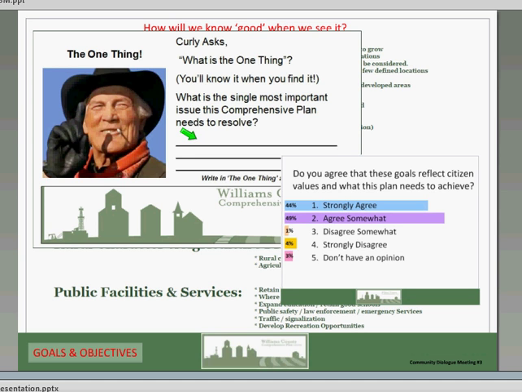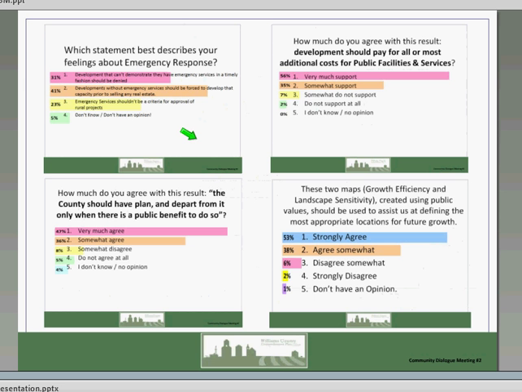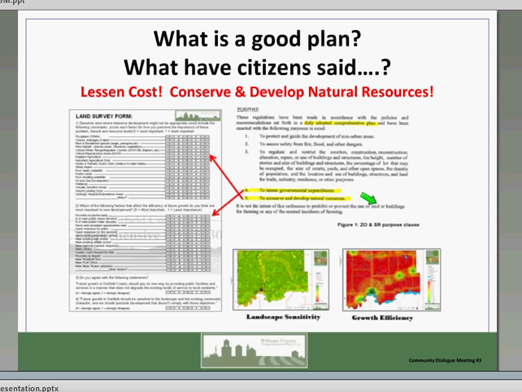And they enjoyed huge levels of support throughout the 3-meeting process that we were involved in. They strongly agreed that they were appropriate, as well as emergency response becoming kind of critical. And who paid for the cost of future development? Was it citizens or the developer? And the plan should be adhered to unless there's clear public benefit to deviate from it in some way. And again, those 2 maps, growth efficiency and landscape sensitivity, were considered appropriate ways of defining appropriate future locations for growth.